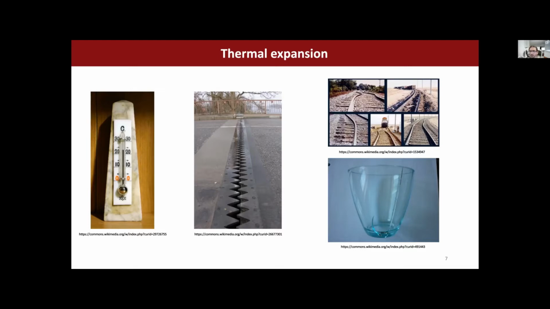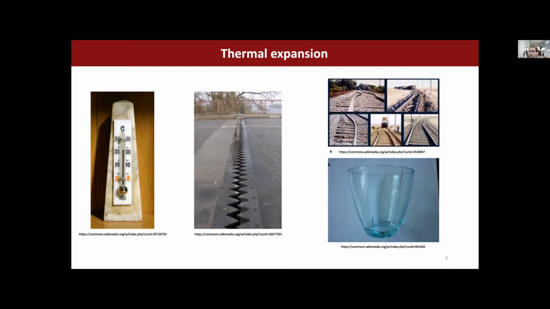Another thing is, for example, if you're a civil engineer and you're building some construction, like a bridge in the middle picture, you need to account for thermal expansion because the length of the bridge will be different when the temperature outside is cold or when the temperature outside is warm or even hot. So here you see a gap to take into account this effect.